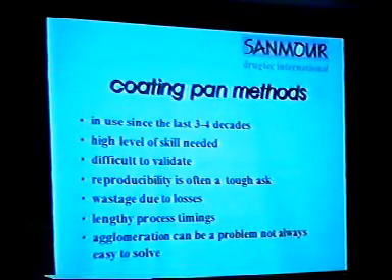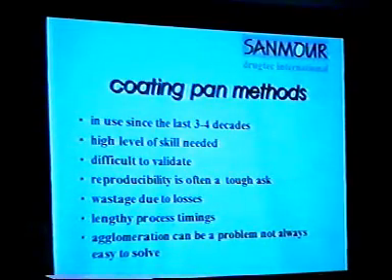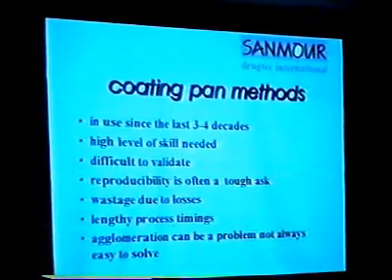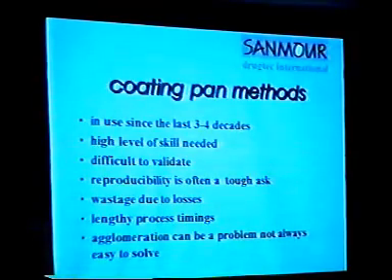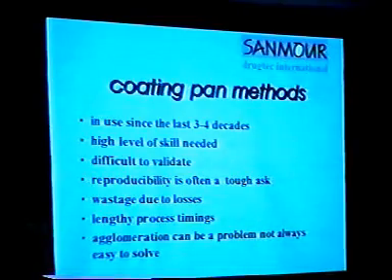The coating pan method we have seen has been there for the last 3 to 4 decades, but a very high level of skill is needed to do this consistently and rightly. It's very difficult to validate. Reproducibility is often a tough ask. Wastage due to losses, there is loss in the exhaust, there is loss by sticking to the coating pan, etc. Then of course the process timing is very lengthy. Agglomeration is a problem that is not always easy to solve with these systems.